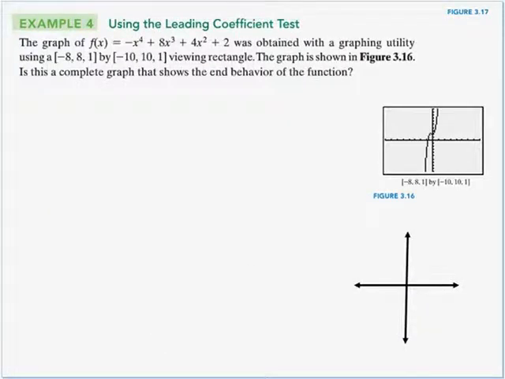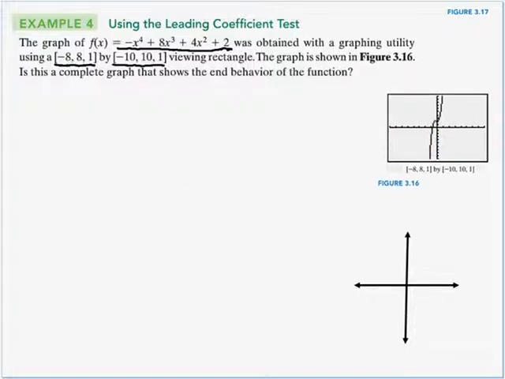Okay, and this is sort of a common sense type thing. Let's say you're taking the SAT test or some other standardized test, and you punch this polynomial into your graphing calculator, and you hit the graph button, and your window was set on the x-axis from -8 to 8, and your y-axis from -10 to 10, and the calculator shows you this graph. Is this a complete graph that shows the end behavior of the function?